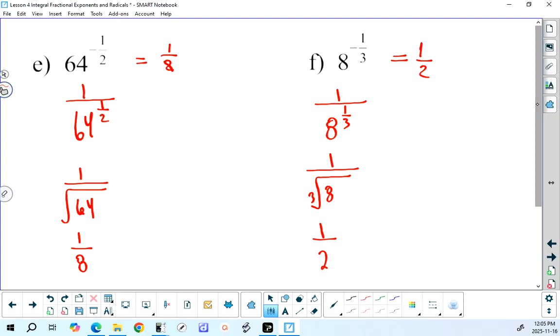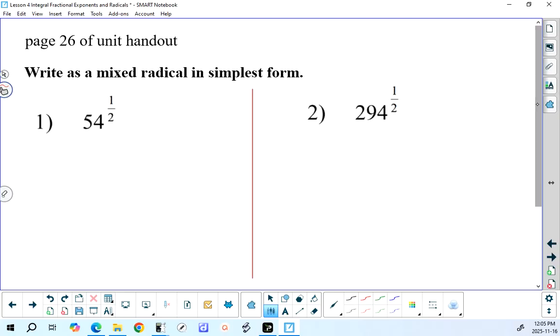Now, when I put this lesson together, for some reason I excluded something that we need to know how to do. So I would like you to turn to page 26 of your unit handout, and we are going to do question 1 and 2 together as examples. The question is, write the following as a mixed radical in simplest form.